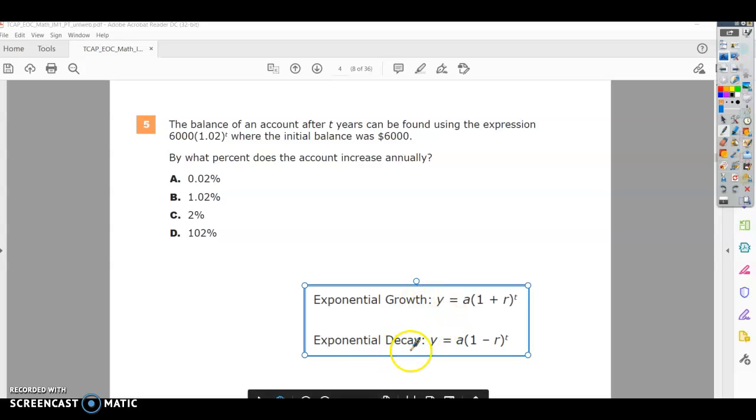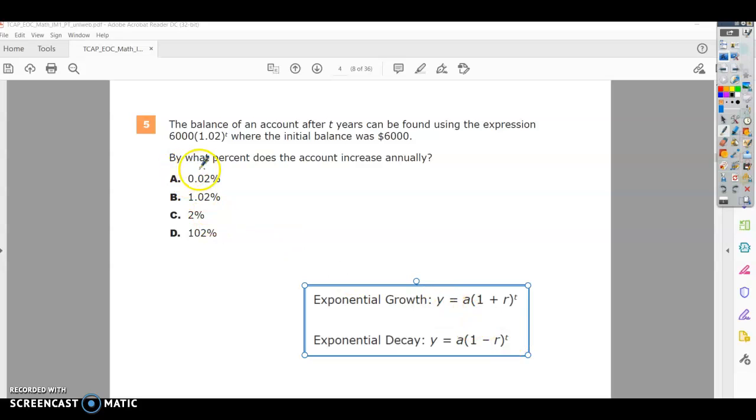If it's exponential decay, that's why we subtract the interest rate, because it would be less than what you started with. So 1 minus 5% would be 0.95 times the initial value, and that would make the value go down. And then t just represents the amount of time that's gone by.